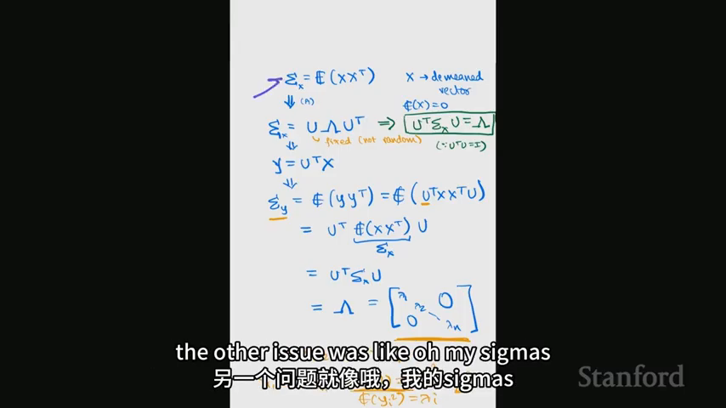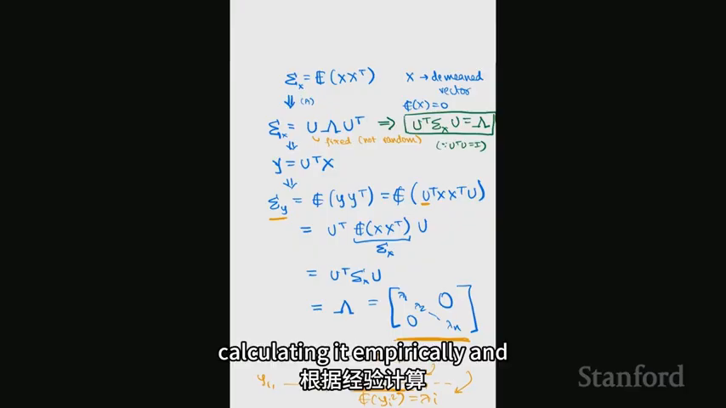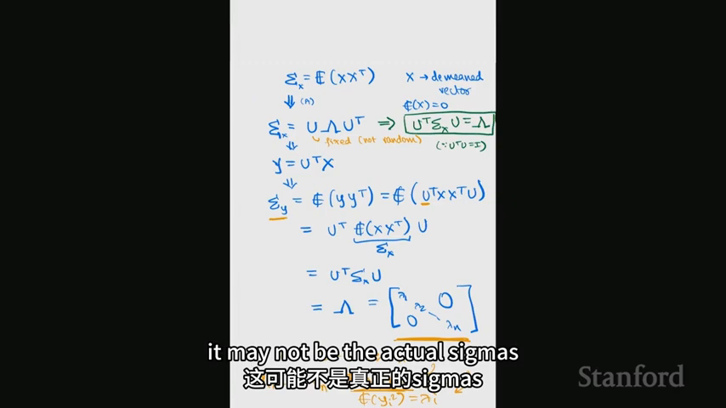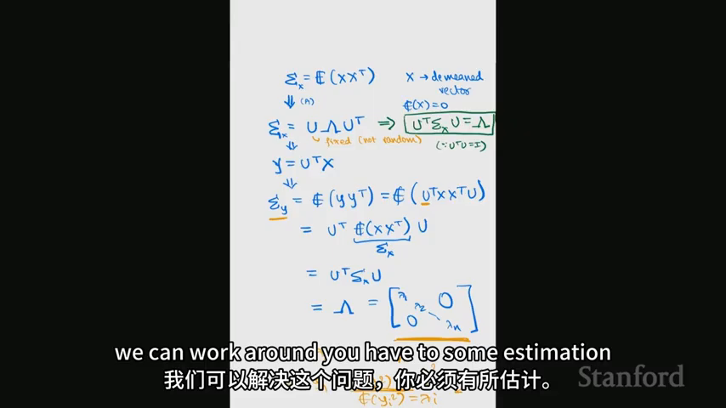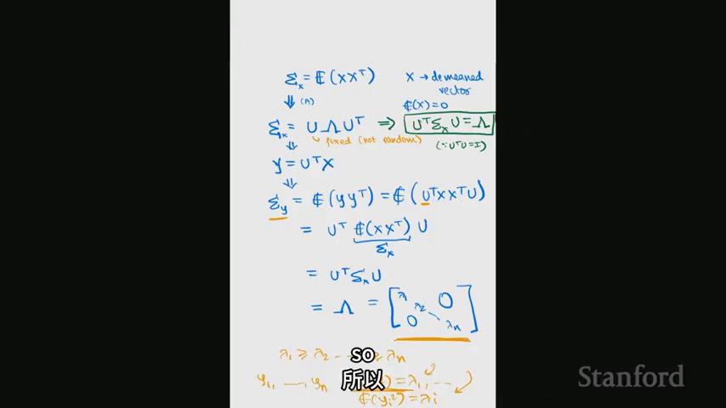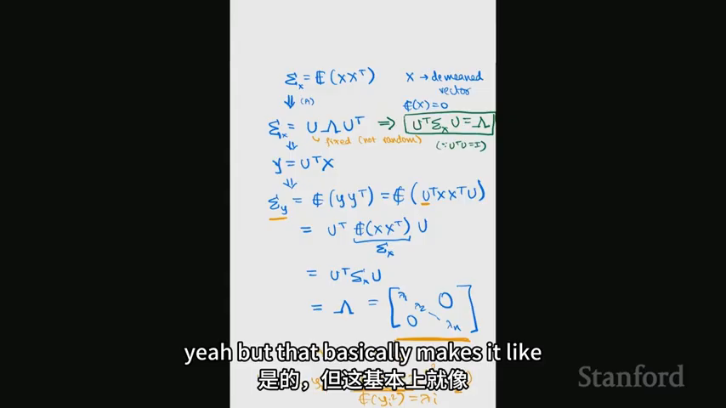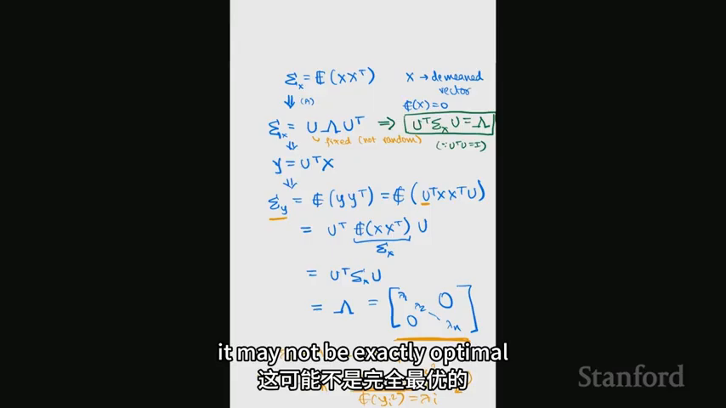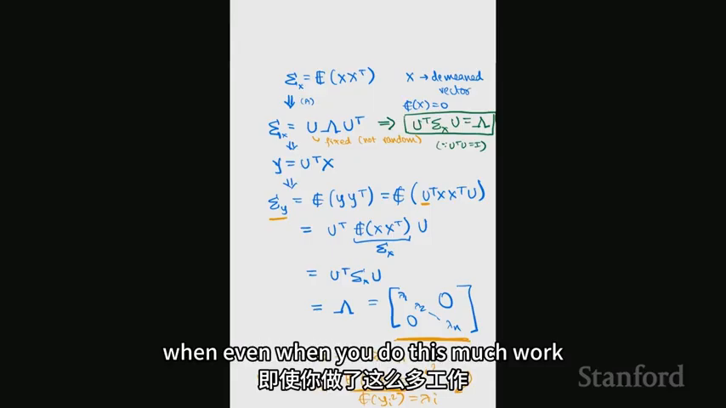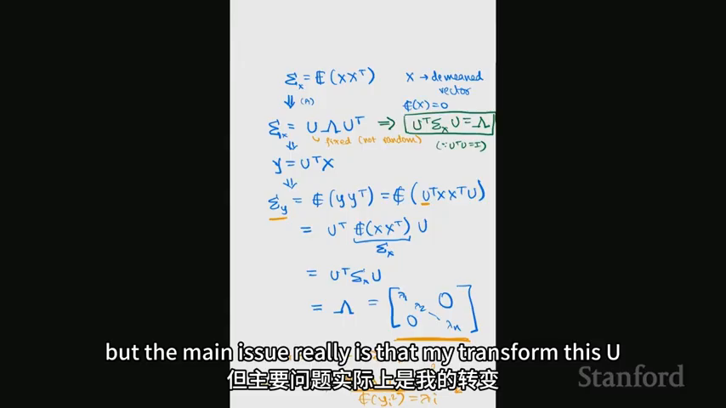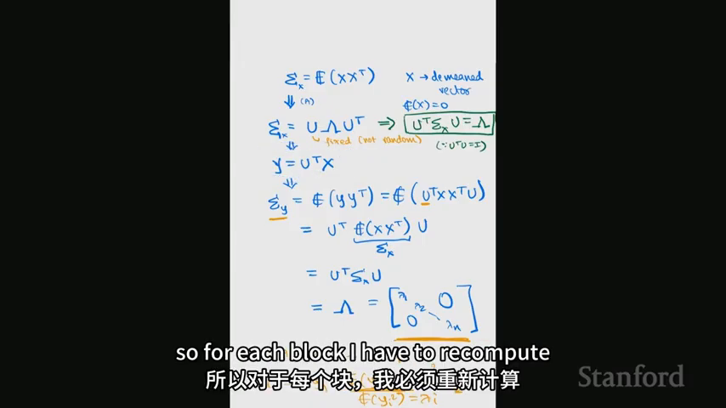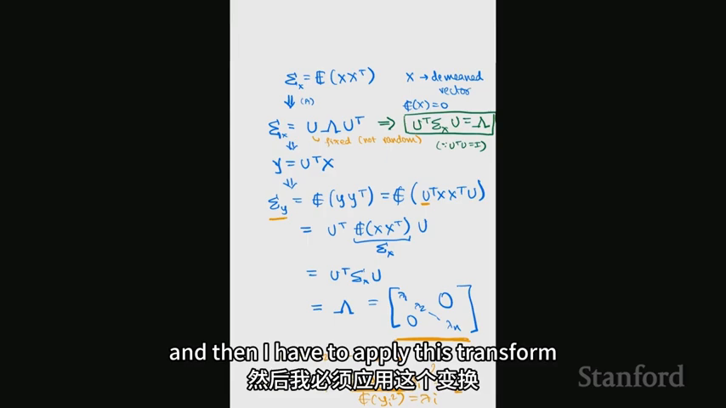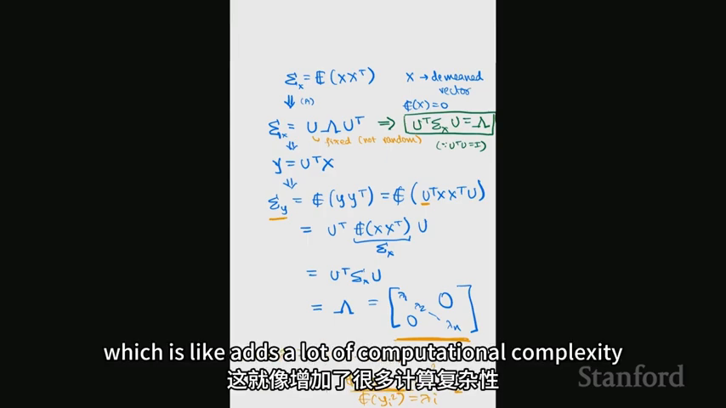The other issue was that my sigma x, I'm calculating it empirically and it may not be the actual sigma x. Yes, that's an issue, but in practice we can work around it. You have to do some estimation. So for a practical source, it may not be exactly optimal. It's still an approximation, even when you do this much work. But the main issue really is that my transform, this U, is not constant. It actually depends on the data. So for each block, I have to recompute it, and then apply this transform, which adds a lot of computational complexity.